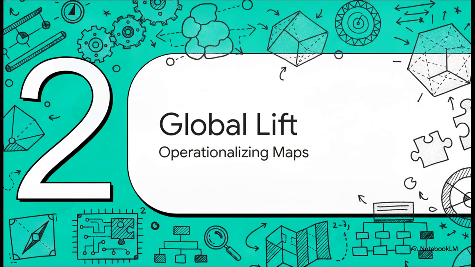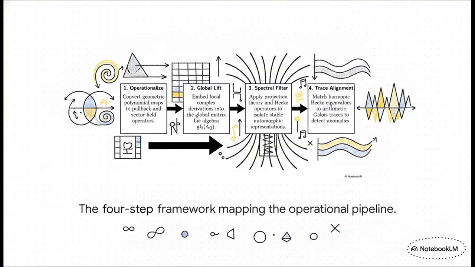Moving right along to Chapter 2, operationalizing the global lift. So, how do we actually take this highly abstract geometric puzzle and convert it into a functional operational format? Well, here's your map for the journey. It's a remarkably clean 4-step flowchart. First, we operationalize the geometric polynomial maps into pullback vectors. Then we perform a global lift, embedding them into a matrix Lie algebra. Next, we apply a spectral filter to isolate stable representations, and finally, we match the harmonic eigenvalues directly to arithmetic traces. It's an incredibly elegant pipeline, literally designed to mathematically trap any inconsistencies.